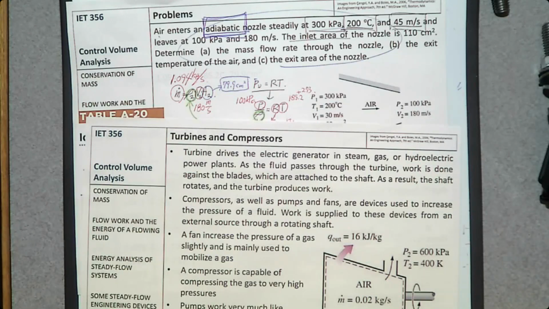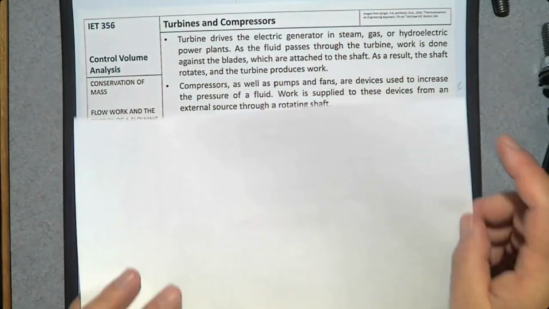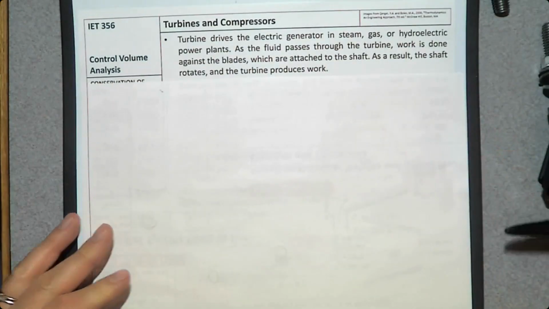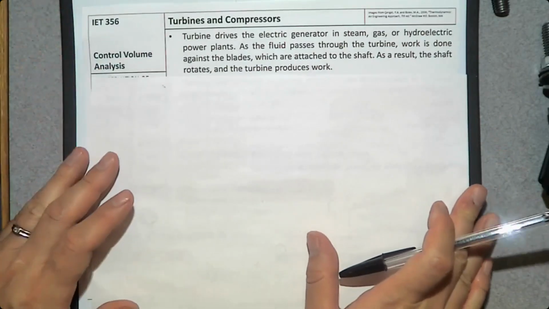Then you may want to know, okay, I get that. One is converting thermal energy into mechanical energy. The other is converting mechanical energy into thermal energy. But how? Yes, how is the most important thing, right? So let's talk about the physics of these turbines and compressors.